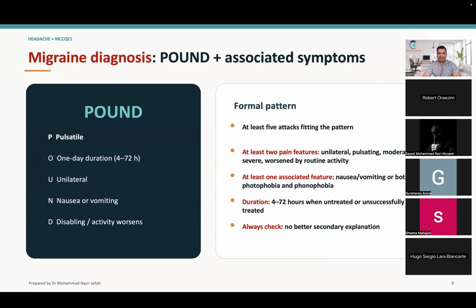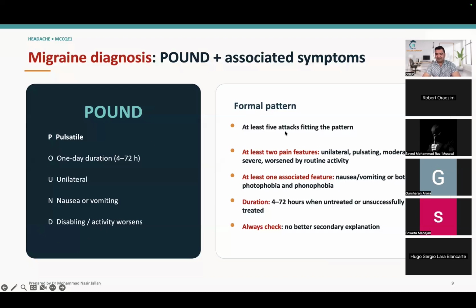Nausea or vomiting: N stands for nausea, vomiting, U stands for unilateral, O stands for one day, P stands for pulsatile, and D for disabling, activity worsening. So it means it gets worse with activity and it is affecting the patient's daily life.